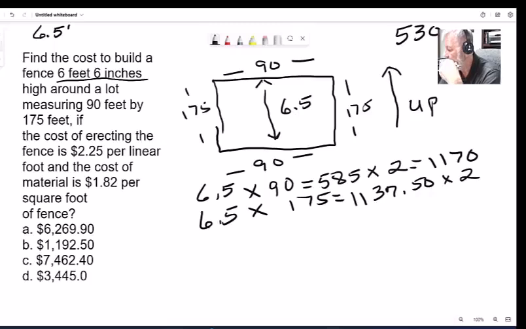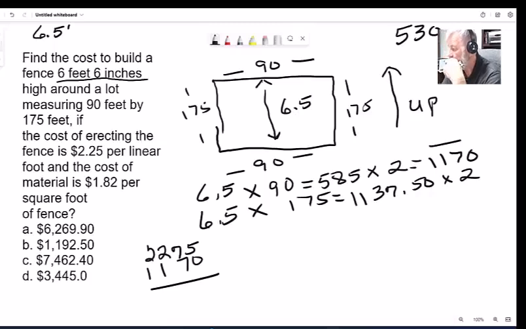So that times 2 equals, I'm going to put it down here so we can make it out. That equals 2,275 square feet. And then I have 1,170 square feet. This plus this, okay? So I got 2,275 plus 1,170. What did I do wrong? Okay. All right. So I got 2,275 and 1,170.